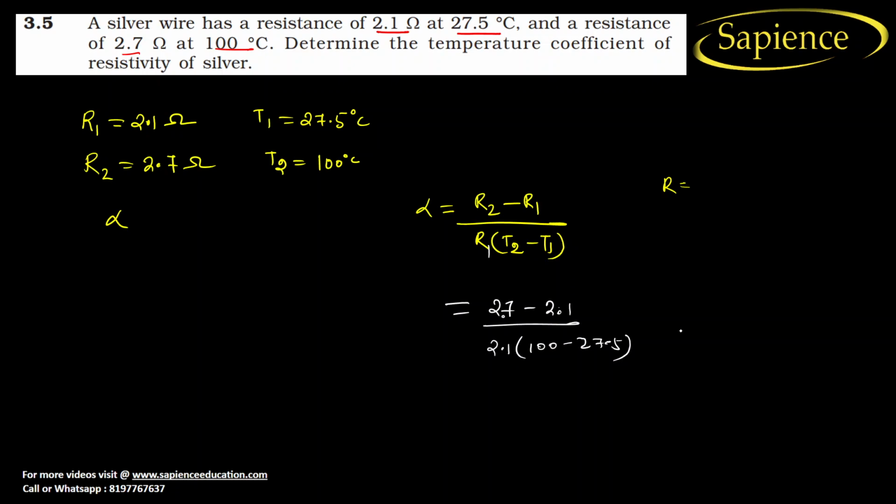So when you calculate it, finally you will get the value equal to 3.9 into 10 to the power minus 3 per degree Celsius. So this is the final answer. I hope you have understood this one.